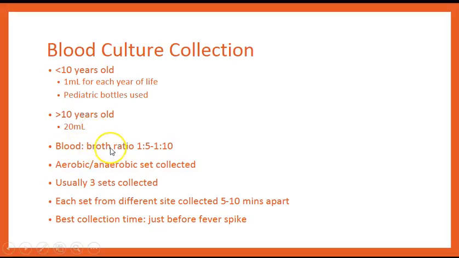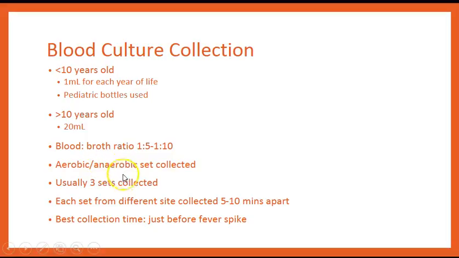The blood to broth ratio needs to be between 1 to 5, 1 part blood, 5 parts broth, all the way to 1 to 10. In adults, the aerobic and anaerobic set are collected. Usually 3 sets of these are collected. So if the doctor orders 3 sets, you're going to have 3 aerobics and 3 anaerobics to draw. So at 1 stick, you're going to collect an aerobic and an anaerobic bottle.